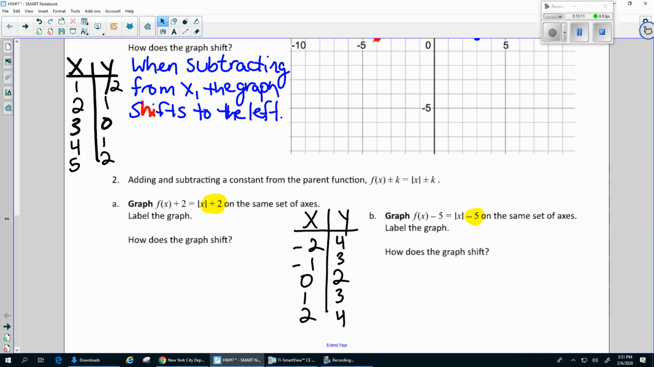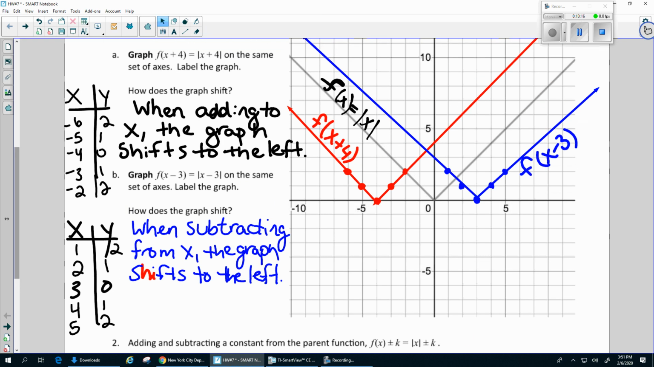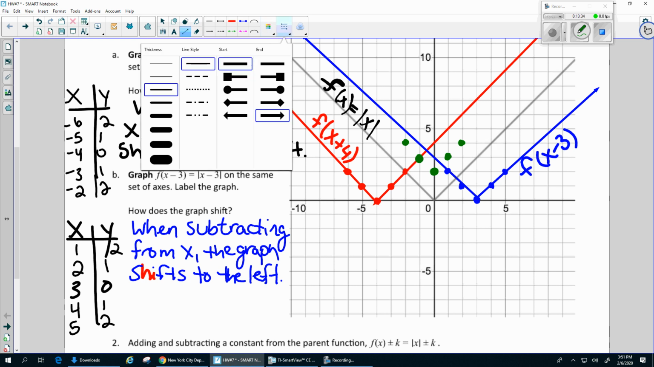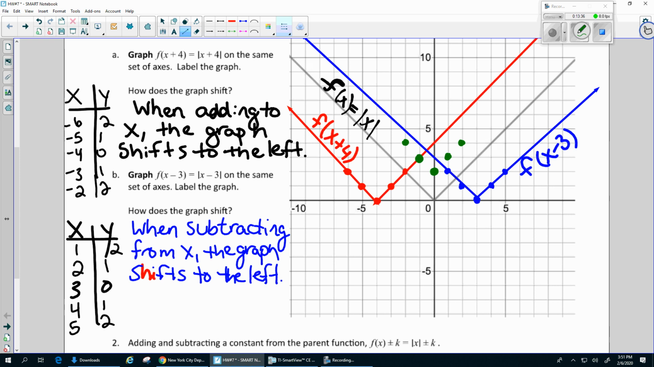Okay, so now let's plot our points. So I'm going to pick a new color, so green, and I'm going to go to the point (0, 2), plot a point, plot my remaining points, and use my straight edge to graph my absolute value of x plus 2.